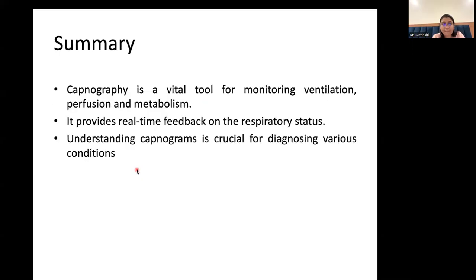Okay, all right. Summary: capnography is a vital tool for monitoring ventilation, perfusion, and metabolism. It provides real-time feedback on respiratory status. Understanding capnograph is crucial for diagnosing various conditions.